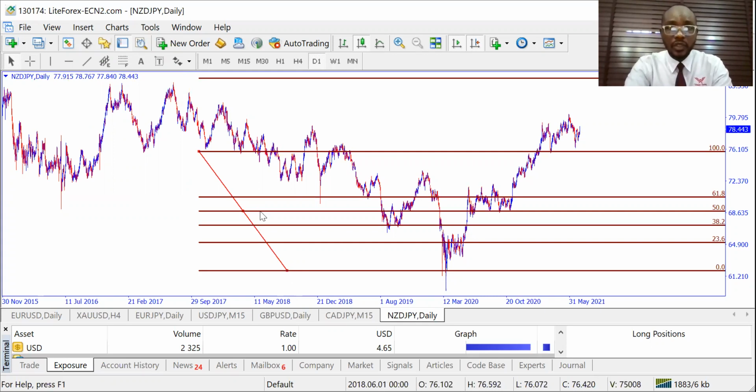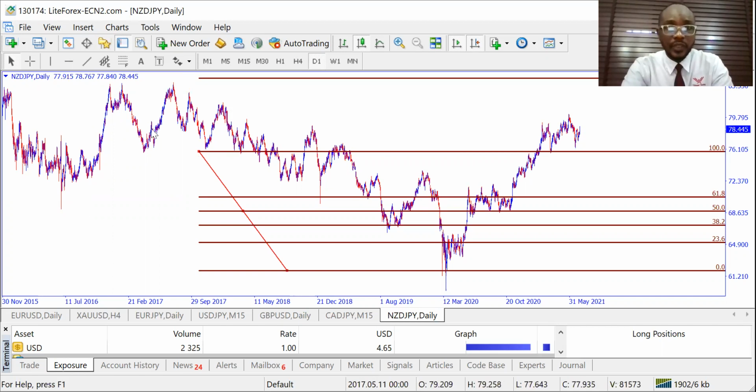Now, the Fibonacci is a tool that shows you various points of retracement, like 23.6, 38.2, 50.0, 61.8, and 100.0. There are other retracement points like your 78.6, your 88.6, etc.